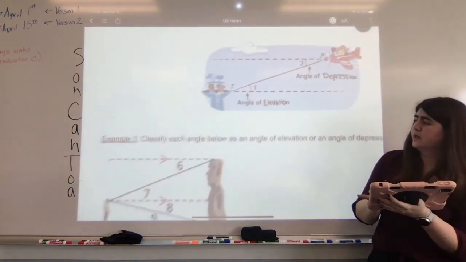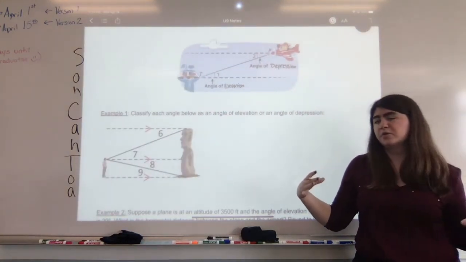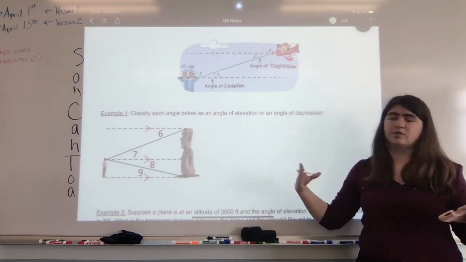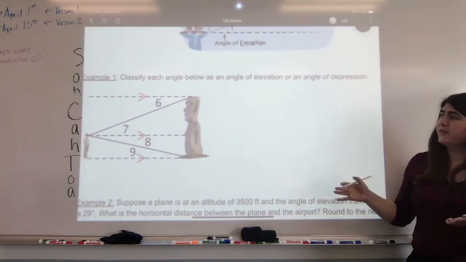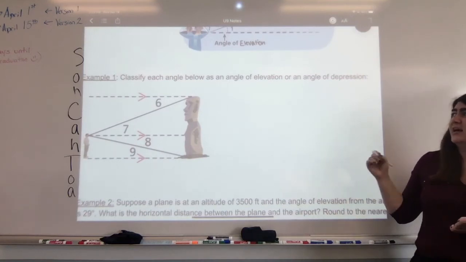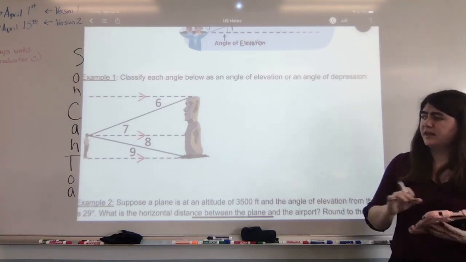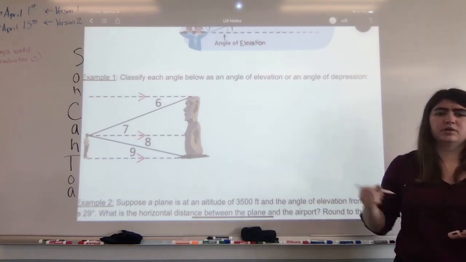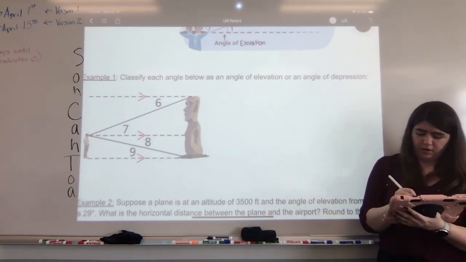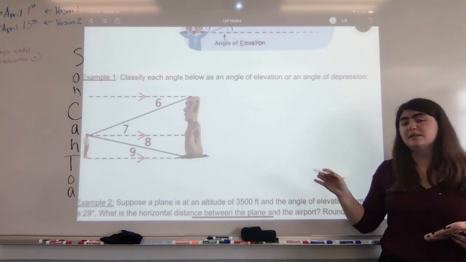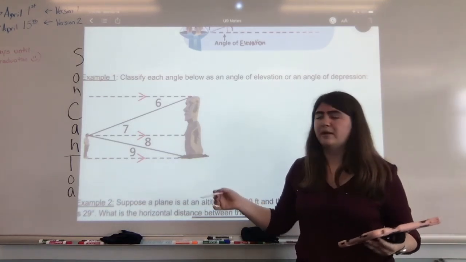All right. So since we know those terms, we now can use those in some story problems in real-world situations. So starting with example 1, classify each angle below as an angle of elevation or an angle of depression. All right, so anything that shows us looking down is going to be an angle of depression. Anything looking up will be an angle of elevation. One important piece is that we need to take perception into account here. So we're looking at point of view.